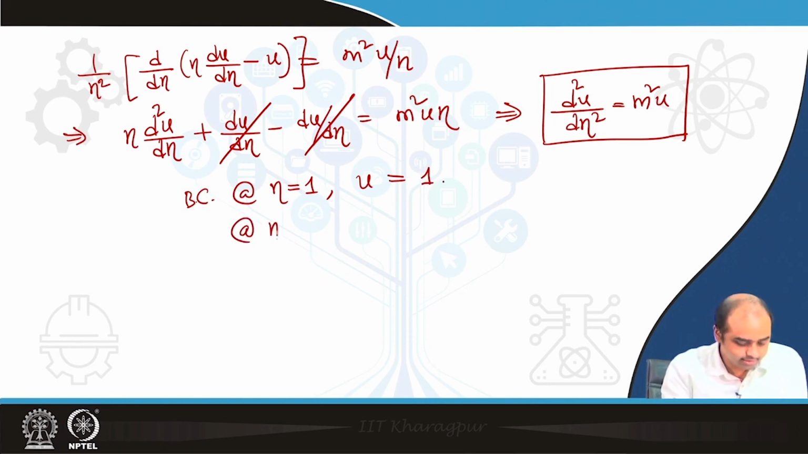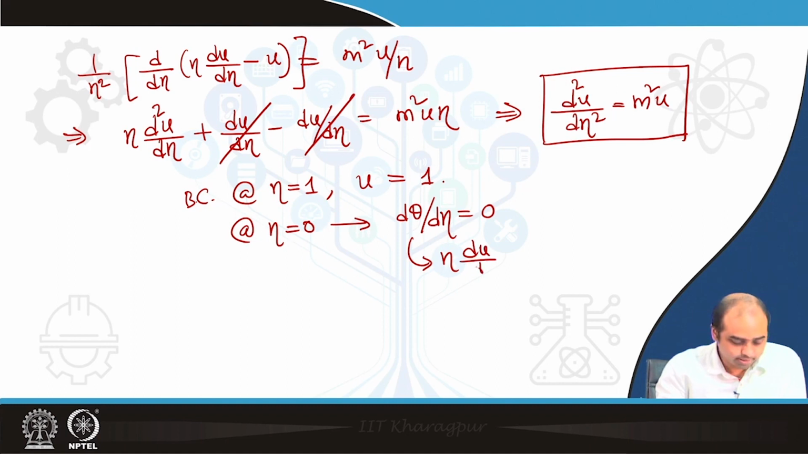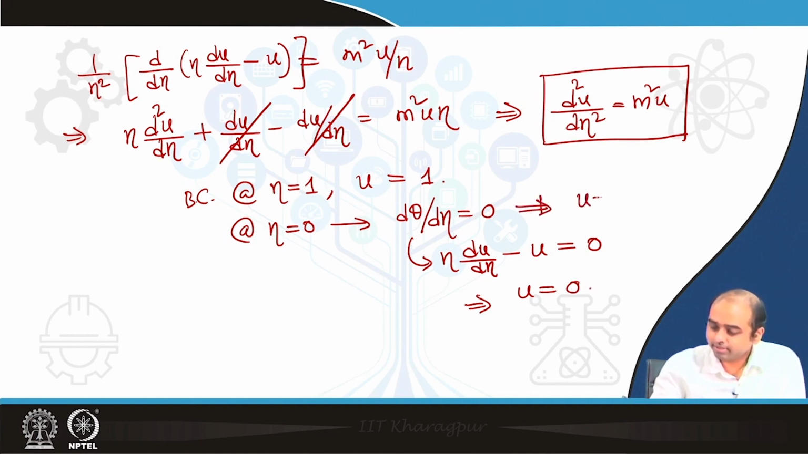And interestingly, at eta is equal to 0, the condition was d theta by d eta is equal to 0, which is now getting converted to eta du by d eta minus u is equal to 0, which essentially means that for eta is equal to 0, you have u is equal to 0, right. So, this condition leads to the fact that u is equal to 0. Okay. So, these are the boundary conditions and you very well know the solution of this equation.